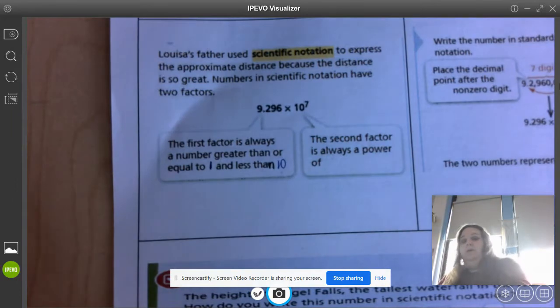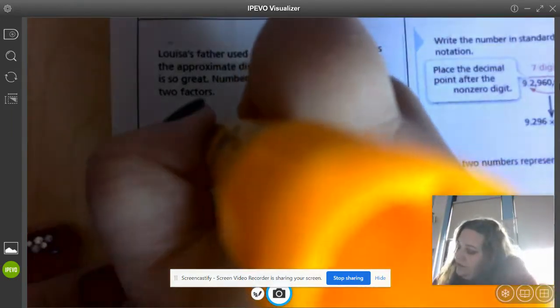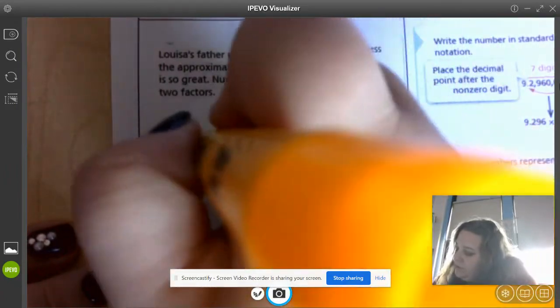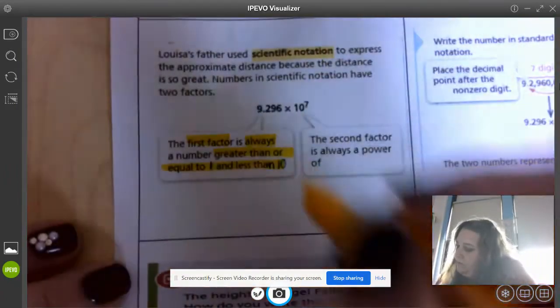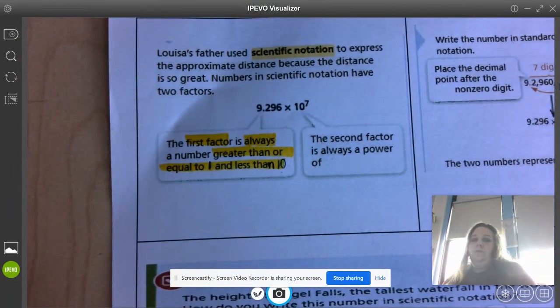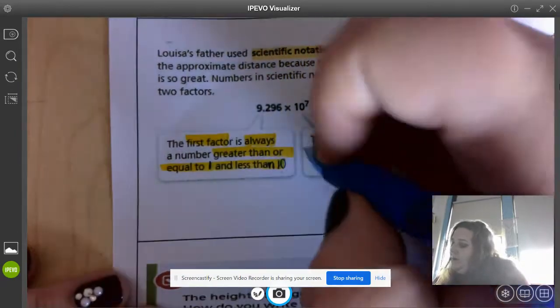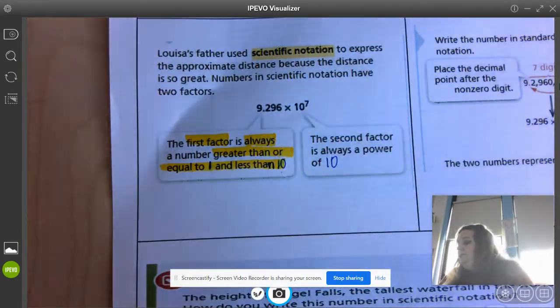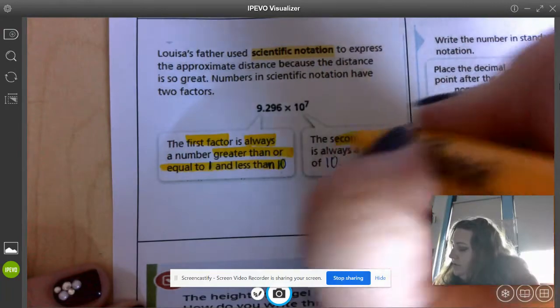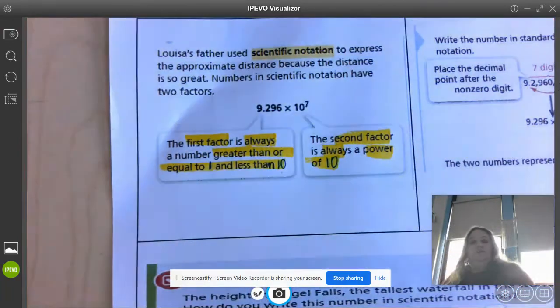Okay. I'm going to go and highlight this too. So first factor, always greater than or equal to 1 and less than 10. Okay. So that's our first factor. The second factor is always a power of 10. So, second factor, always a power of 10. So we have a base of 10 to some power.